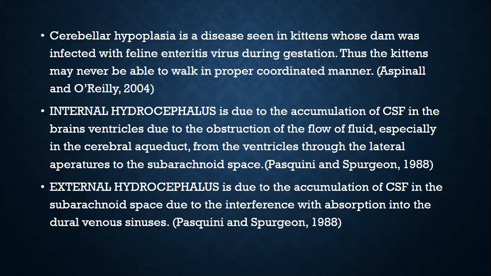Then we have cerebellar hypoplasia, a disease seen in kittens whose dams were infected with feline enteritis virus during their gestation. Thus, kittens may never be able to walk in a proper coordinated manner.